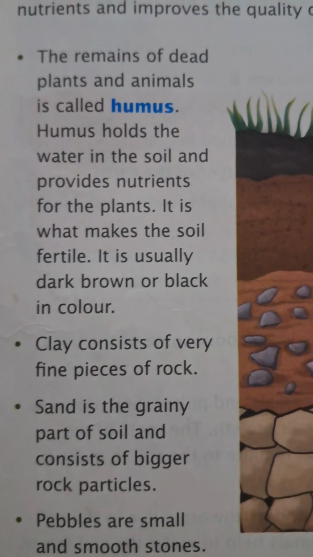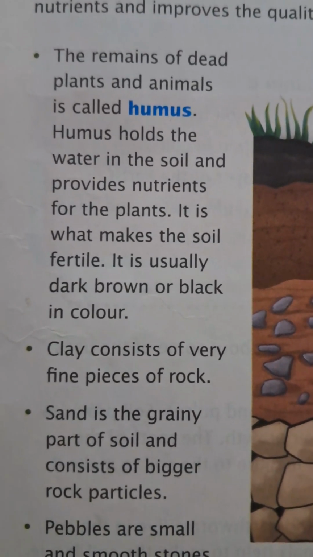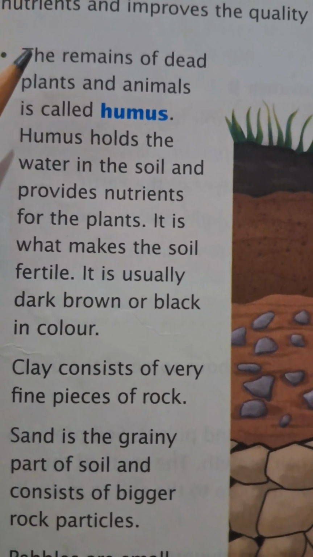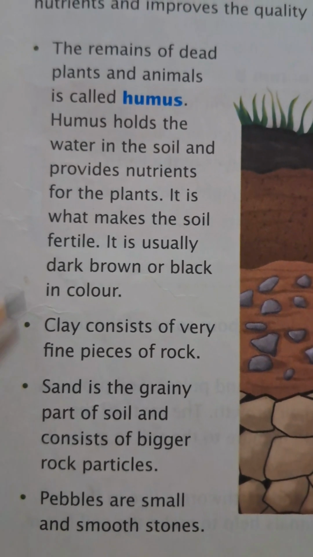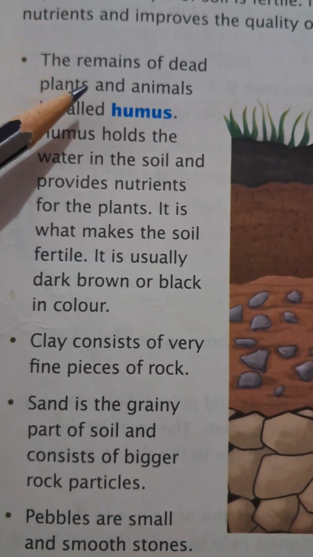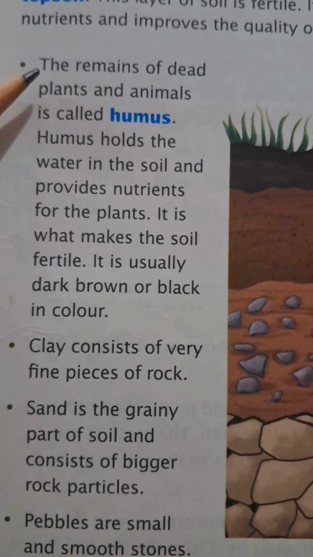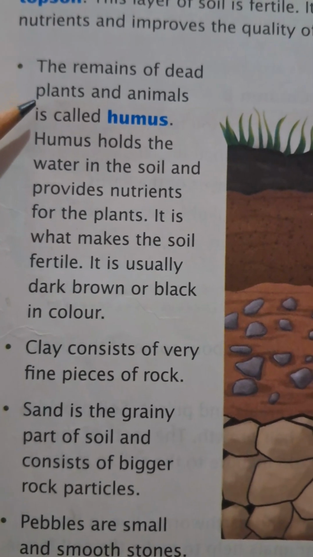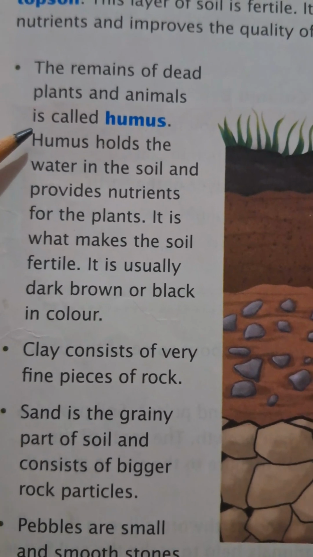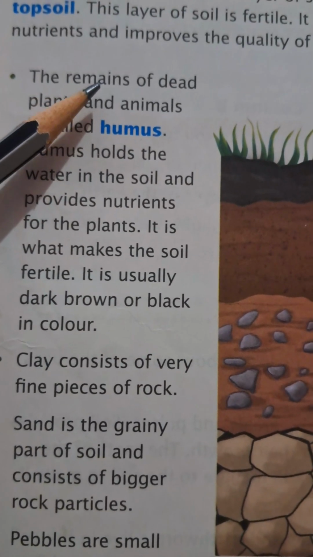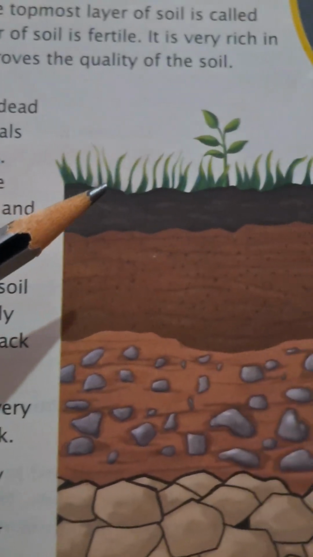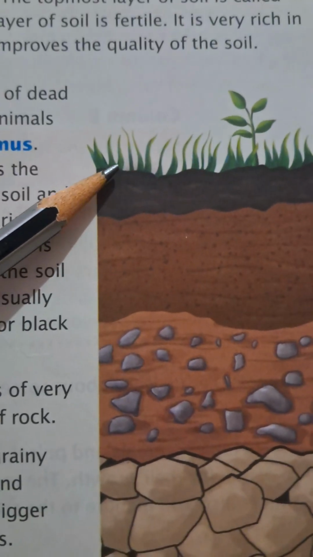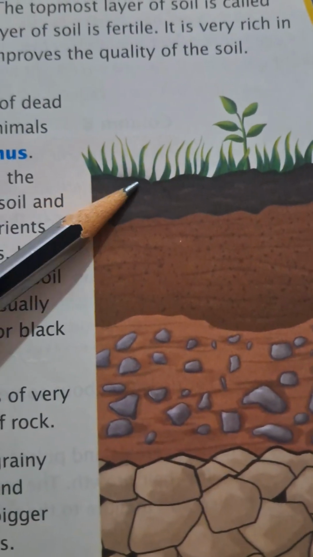Okay, yeah, then we will move on to the points. We have four points here. First point, what does it say? Listen. The remains of dead plants and animals is called humus. What we studied, dead plants and animals, we call it humus. So that is what this layer here we will get.